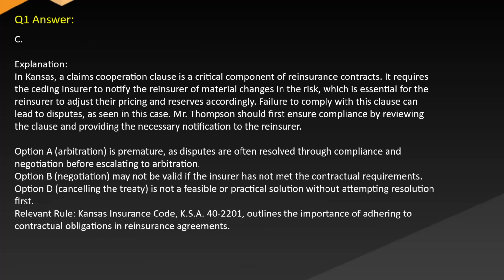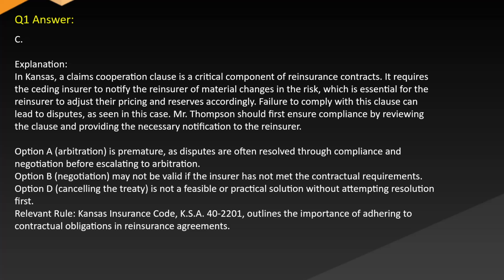Answer: C. Explanation. In Kansas, a claims cooperation clause is a critical component of reinsurance contracts. It requires the ceding insurer to notify the reinsurer of material changes in the risk, which is essential for the reinsurer to adjust their pricing and reserves accordingly. Failure to comply with this clause can lead to disputes, as seen in this case. Mr. Thompson should first ensure compliance by reviewing the clause and providing the necessary notification to the reinsurer.